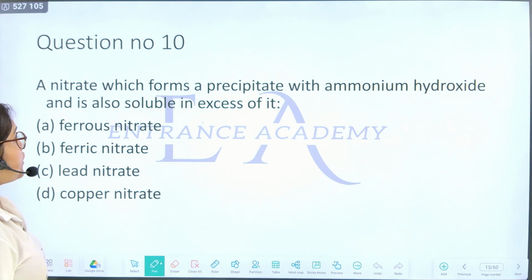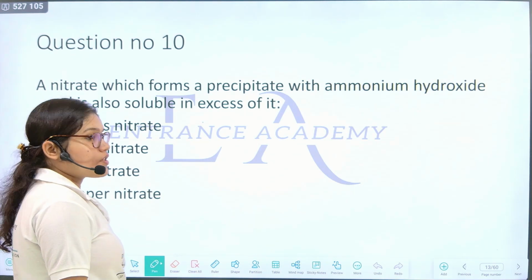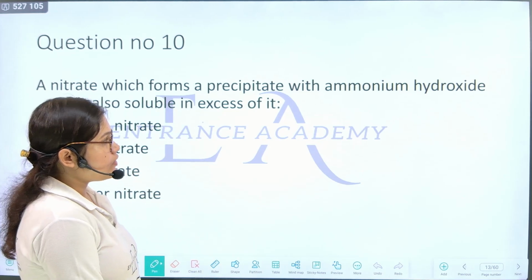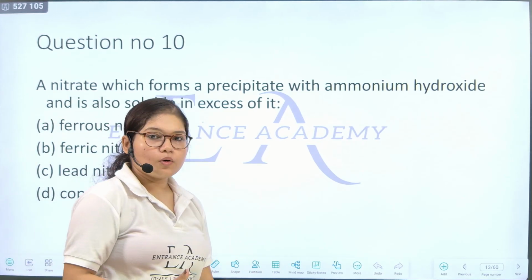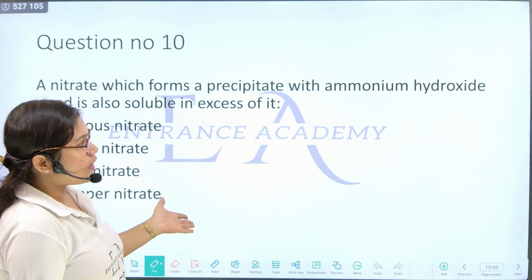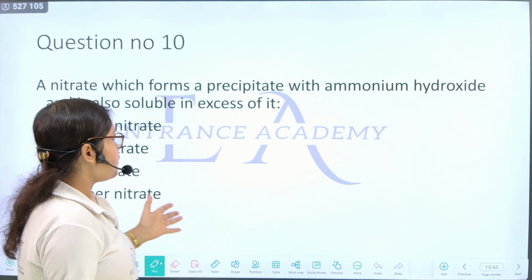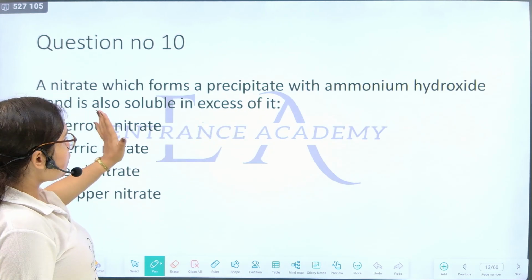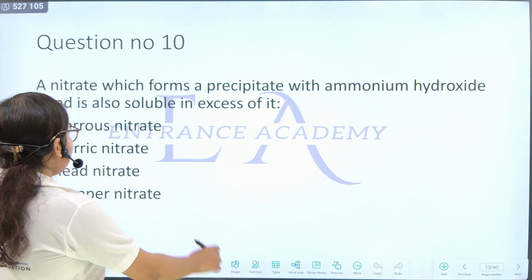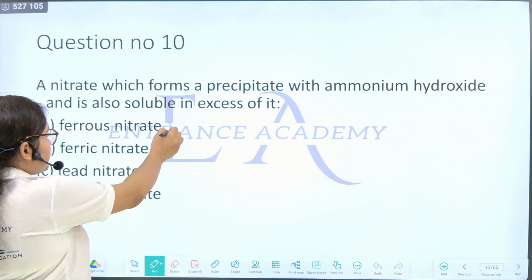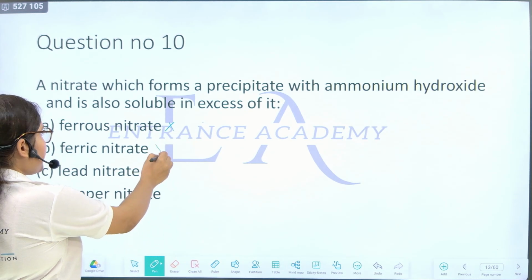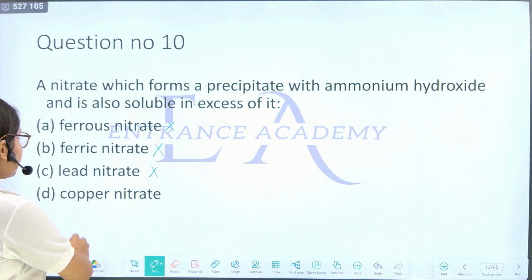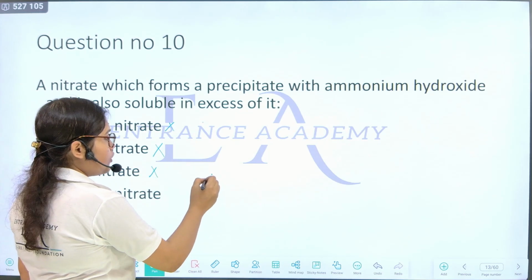A nitrate which forms a precipitate with ammonium hydroxide. In the stoichiometry chapter or analytical chemistry chapter, precipitates are formed using sodium hydroxide and ammonium hydroxide. Reactions are there, precipitates are there. So a nitrate which forms a precipitate with ammonium hydroxide and is also soluble in excess of it. Ferrous nitrate, incorrect. Ferric nitrate, also incorrect. Lead nitrate, also incorrect. So the correct option is copper nitrate.